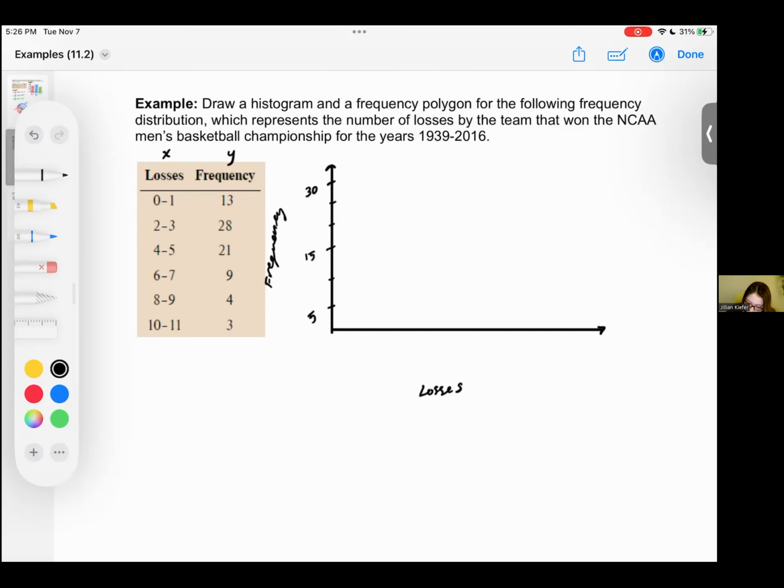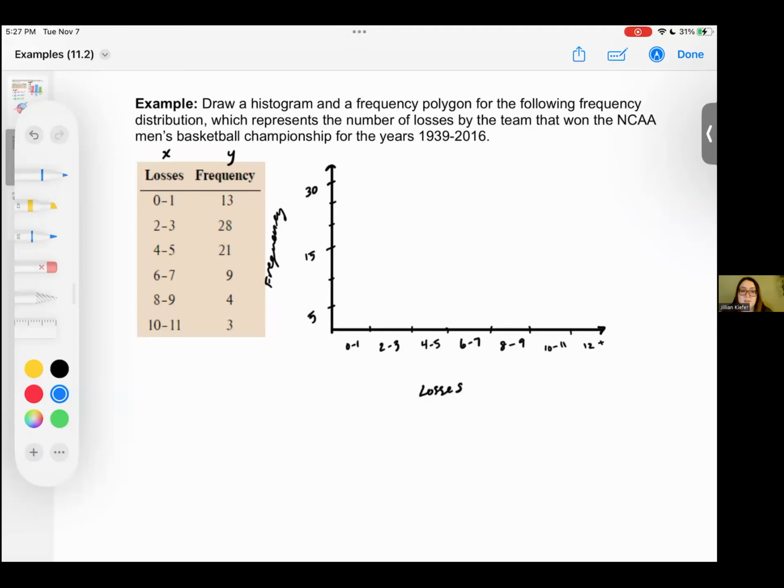So on our axis, we'll make a notch here, and this will be 0 to 1, then 2 to 3, 4 to 5, 6 to 7, 8 to 9, and 10 to 11. Over here, in this case, we would just have 12 plus. So we can go ahead and start putting up our data.